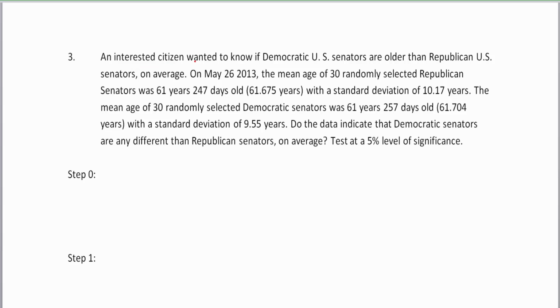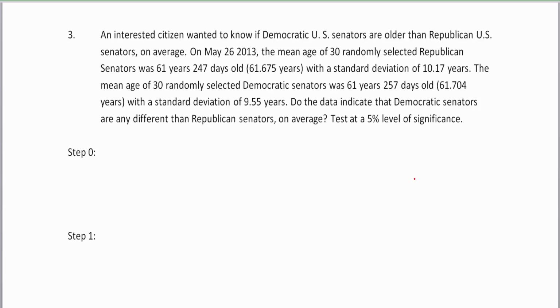An interested citizen wanted to know if Democratic U.S. senators are older than Republican U.S. senators on average. So Democratic senators are older than Republican. Okay, well, let's see here. I want to read through the entire problem before I get to my null and alternative hypothesis here, so let's just check here.